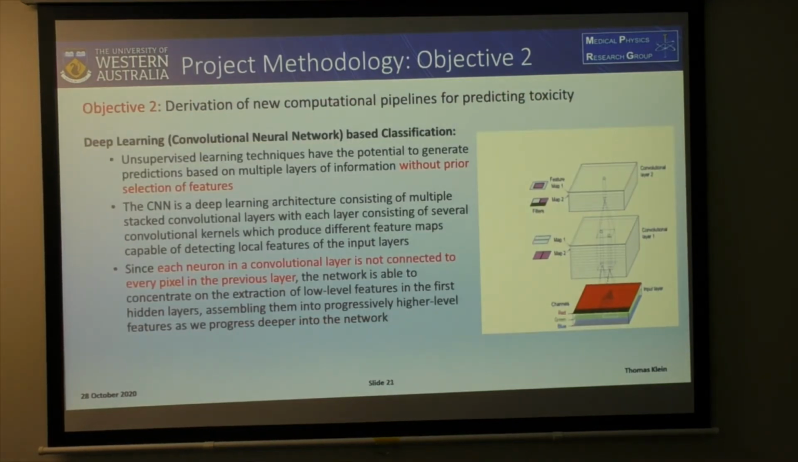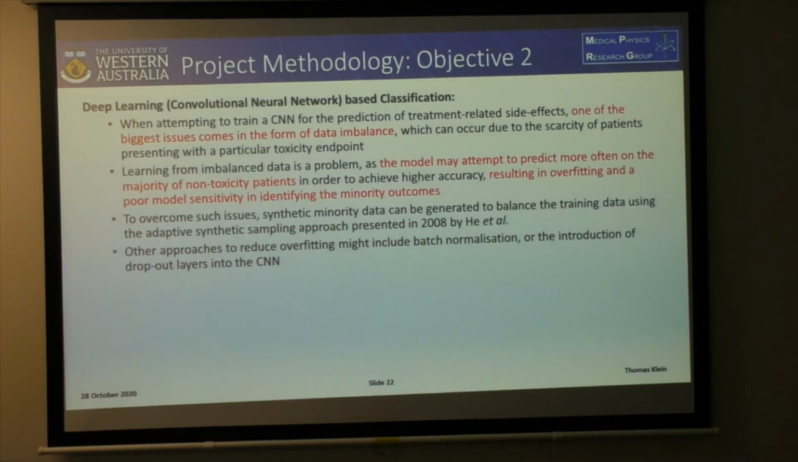We also plan to investigate deep learning techniques. This is an unsupervised learning technique which doesn't require any prior selection of features. We note that this is a very deep learning architecture, with each neuron in a convolutional layer not necessarily connected to all neurons in the previous layer, such that the model can focus on low-level features in the first layers while progressively assembling them into higher and higher level features.